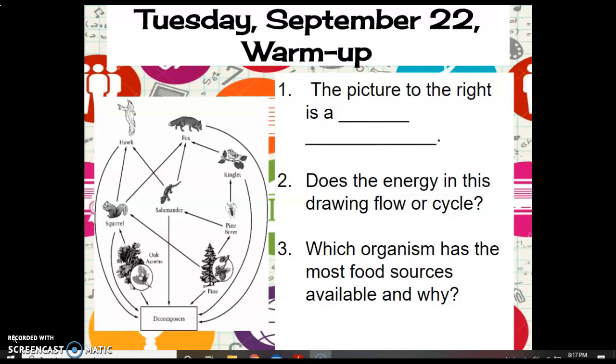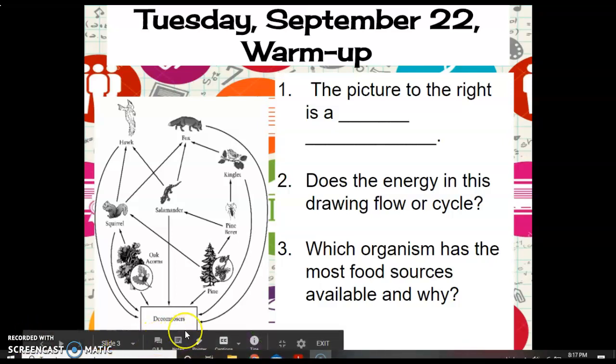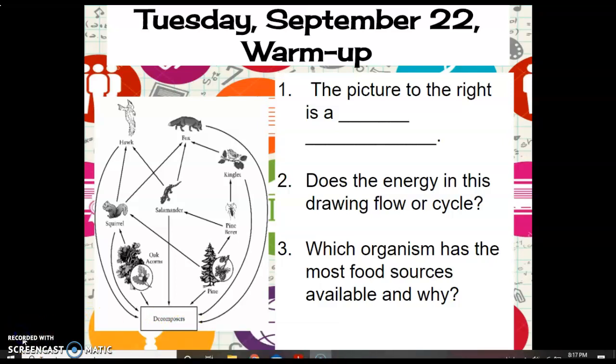Next thing, number three, which organism has the most food sources available and why? The answer to that might look confusing because there are some lines and arrows going towards certain things. But if you notice really closely, the fox has the most energy going to it. One, the energy of the squirrel goes to the fox. The salamander then also goes to the fox. And then you have that bird there as well that gives it energy.